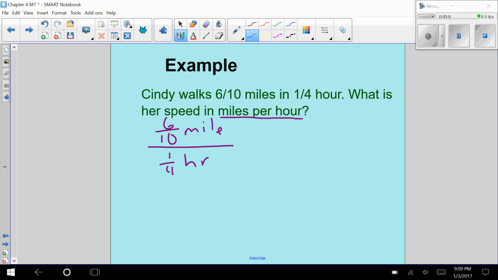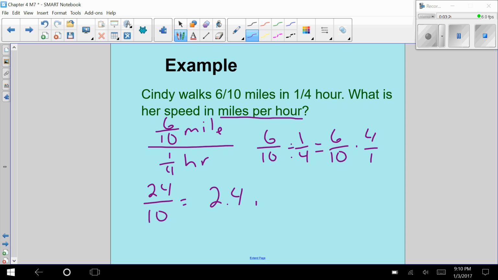Now we're going to divide 6/10 divided by 1/4. Remember, when we divide fractions, we flip the second one and multiply. So 6/10 times 4 over 1. 6 times 4 is 24 over 10 times 1 is 10, or we could have cross-canceled. 24 over 10 is 2.4, and then we need our label, miles per hour.